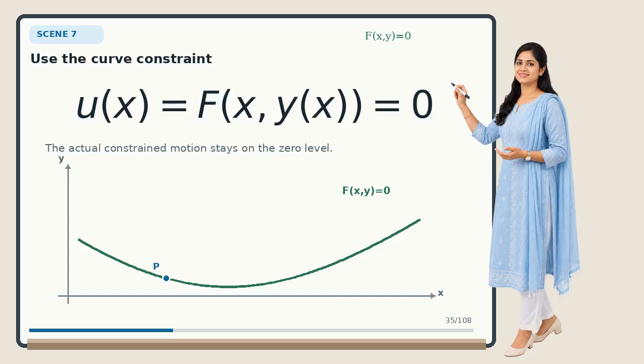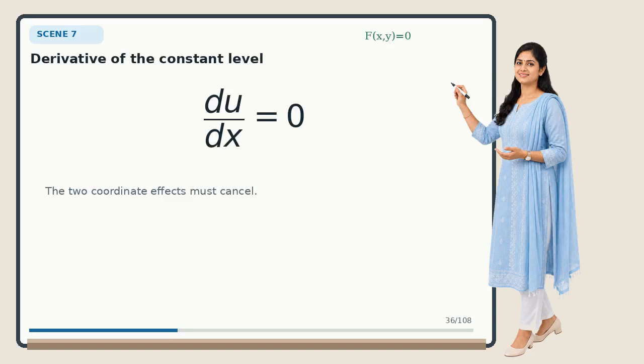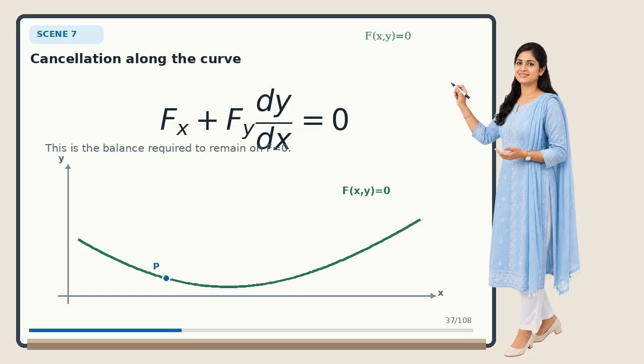But along our implicit curve, u as a function of x is identically 0. Because u is the constant 0 along the curve, its total derivative with respect to x is 0. Therefore f sub x plus f sub y times dy by dx equals 0.